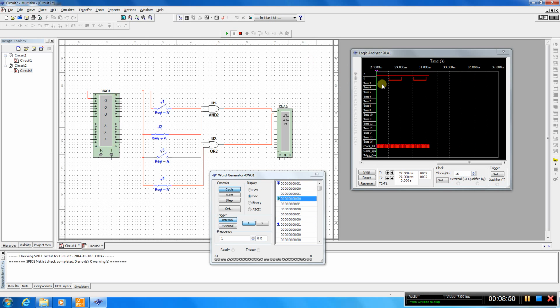Yeah. So now, as you see, for all periods the output signal for AND is 0. So now let's experiment a bit.